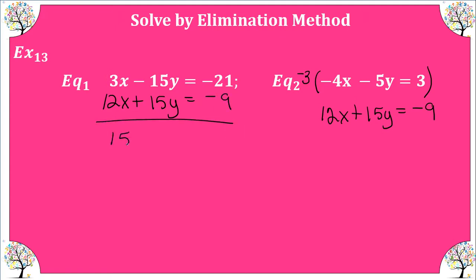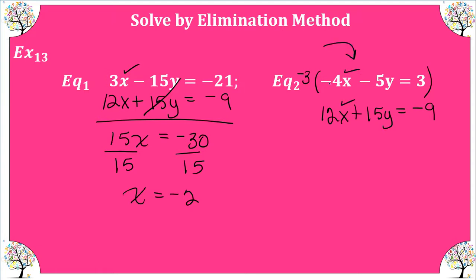I get 15x, my y's are eliminated, and this gives me negative 30. We're going to solve for x, and my x coordinate is negative 2. Now I can take this negative 2 and plug it into here, or even here. I'm just going to use my original equation 2. So I have negative 4 times the x value of negative 2 minus 5y is equal to 3.